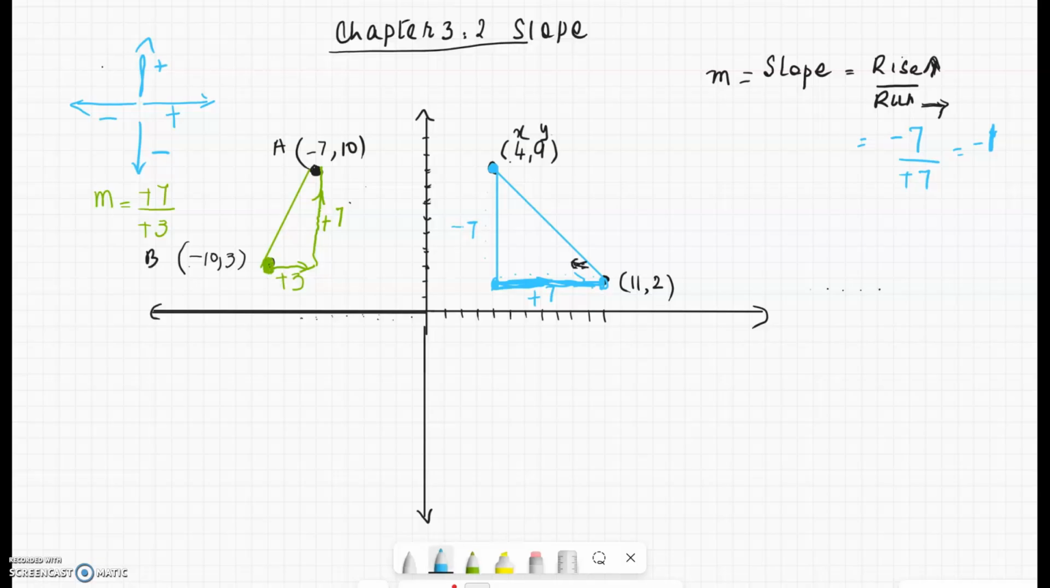So let's do this in a different way. Let's say I start here. I could even do this. I go up by 7 units to reach positive 10, and then I go right by 3 units. So up by 7 units, right by 3 units. That's the same thing. So the rise is still positive 7, and the run, since I'm going to the right, is still a positive 3.